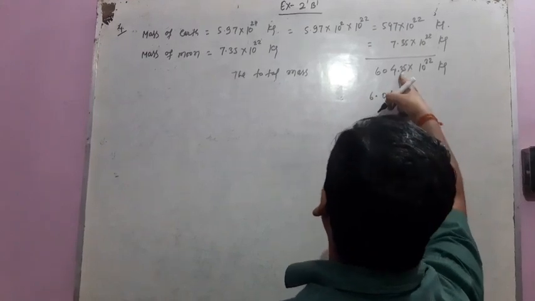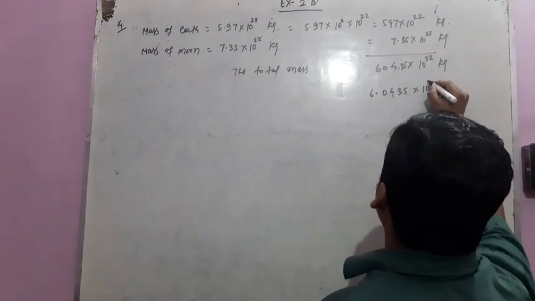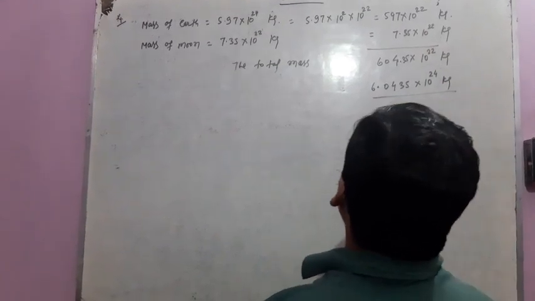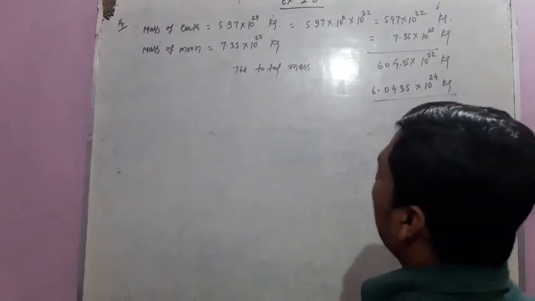Now to express in standard form, we have to put the decimal 2 places to the left side. Therefore, the exponent here increases by 2, 22 to 24. So the total mass is 6.0435 into 10 to the power 24 kg.